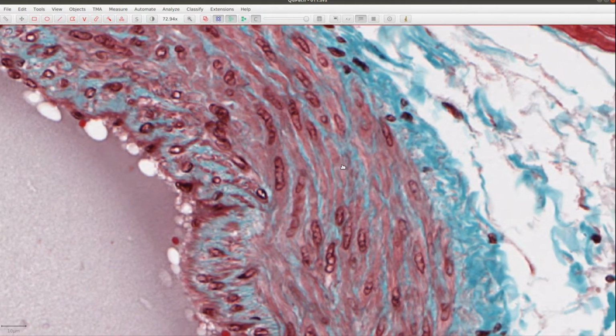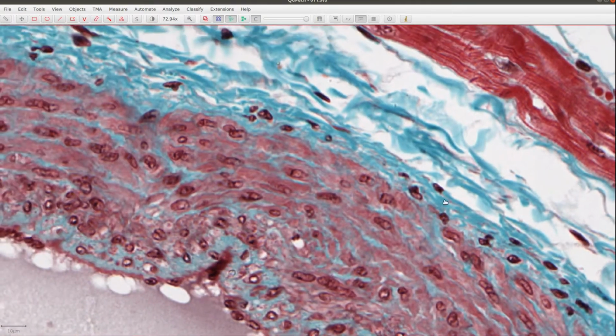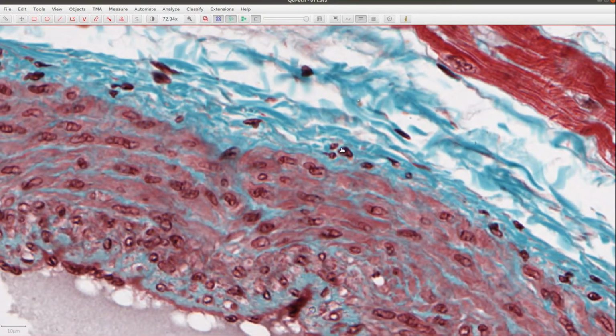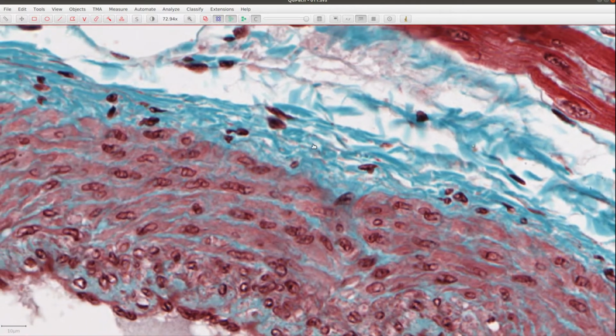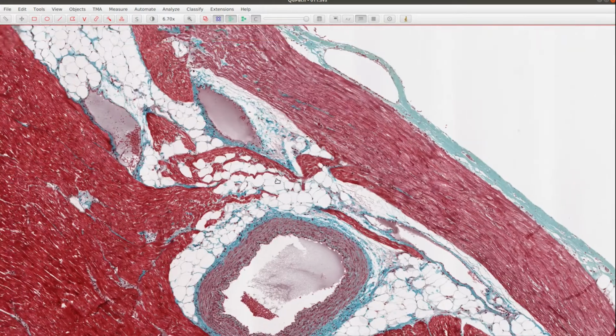Outside the tunica media we have the tunica adventitia, nicely stained with a trichrome in a lovely turquoise colour. We can see more cell nuclei here, which are probably fibroblasts producing the collagen tissue. Just next to the artery we can see a vein for comparison.